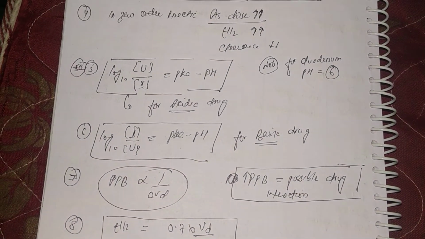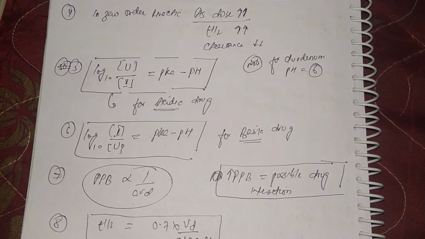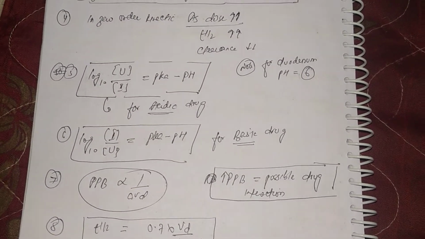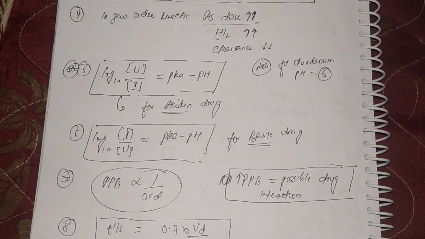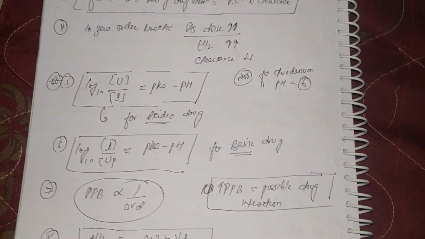Okay, the seventh formula is plasma protein binding. The plasma protein binding is inversely proportional to apparent volume of distribution. If the plasma protein binding level increases, then the apparent volume of distribution will decrease.